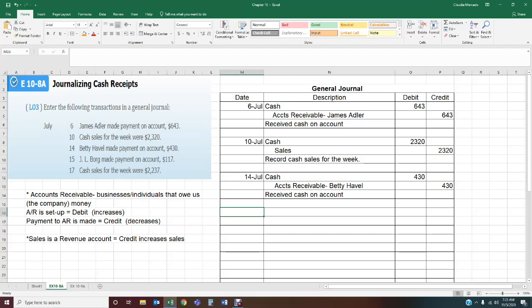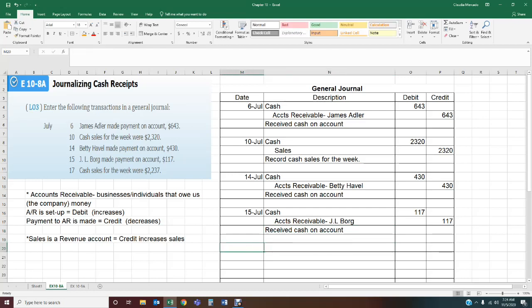Okay, so on July the 15th, it says J.L. Borg made a payment on account of $117. So once again, we received cash. In this case, we received cash of $117, and we're going to go ahead and credit our accounts receivable. And the name of the customer is J.L. Borg. Okay, there we go. And then here we put record or receive cash on account.